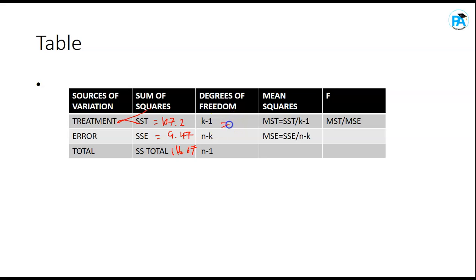So k minus 1 was what? 2. That's 3 minus 1, which is 2. N minus k was what? 9. Then the degrees of freedom of the total should be what? 2 plus 9, which is 11. Or another way is what? Number of observations, 12 minus 1. You get the same 11. Have you seen that? So you either add the degrees of freedom of the numerator and the denominator to get 11, or you take 12 minus 1.